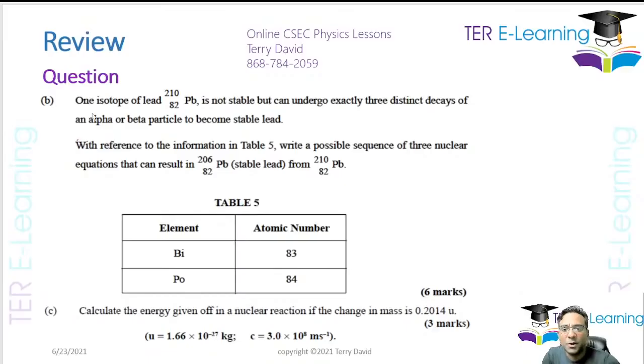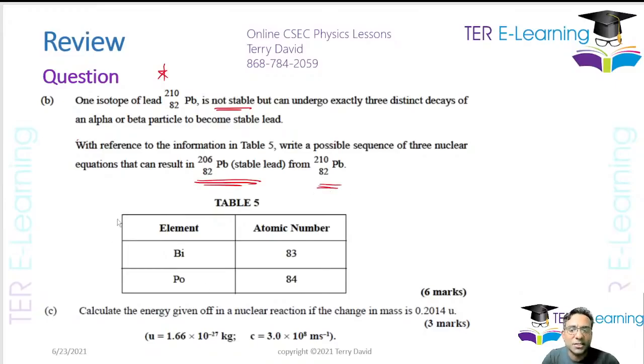So let's see. One isotope of lead. So this is an isotope of lead. It is not stable, right? But it can undergo exactly 3 distinct decays of an alpha or beta to become stable lead. With reference to the information in the table, write a possible sequence of 3 nuclear equations that can result in stable lead. So you want to get to this compound here, right? But you're starting from this, right?